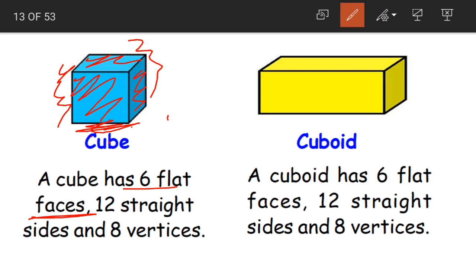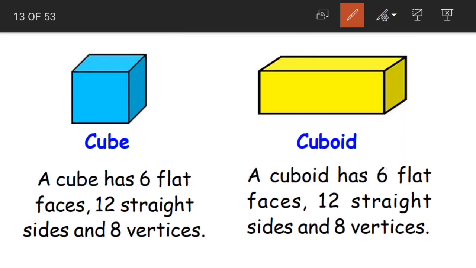Cube is nothing but it has 6 flat faces. Again, remember the word flat. What is flat? See, this is flat. When I push the object on the ground, then it will slide. That means cube has flat faces, and all the 6 faces of the cube are flat. There are no curved faces.